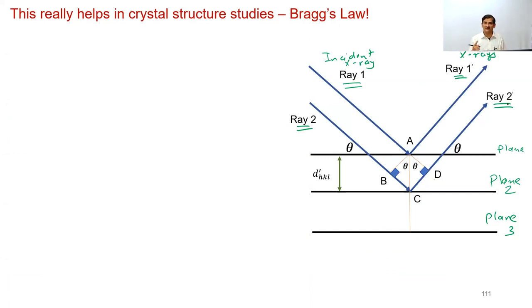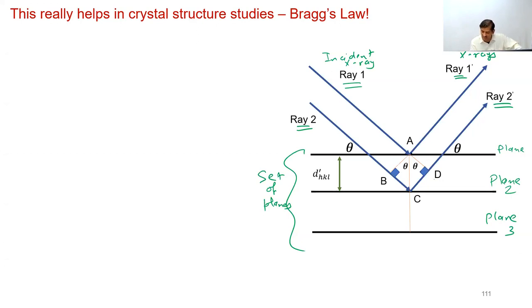And like we discussed, if we really are getting a strong scattered beam from this particular set of planes, then it means this ray 1 prime and ray 2 prime must be exactly in phase. They must be coherent. There should not be a phase difference. That's why we get superimposition, and that's why we get a coherent, strongly scattered beam. If they were out of phase, there will be destructive interference, and the intensity will go down to almost zero. So for that, we need to look at the path these X-rays are following.